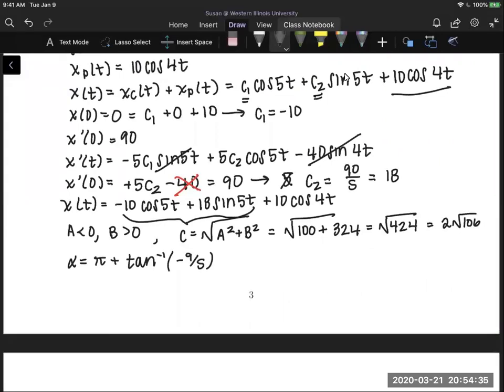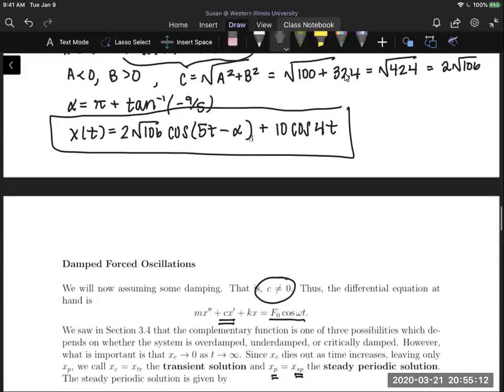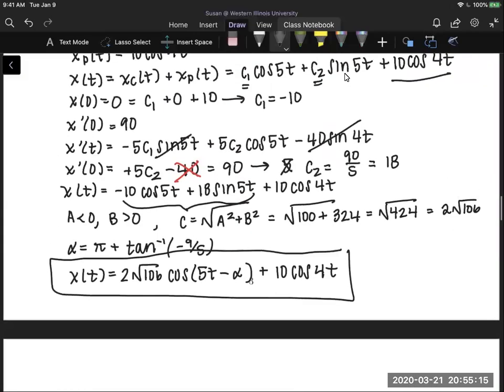And then finally pulling it all together, our x of t function is 2 radical 106 cosine of 5t minus that alpha. And then finally adding on our particular function of 10 cosine of 4t. So there is our entire solution for this initial value problem. So this is going to conclude part 1 of section 3.6. You can move forward to part 2 to see the next few pages of the notes, which is going to be over the damped forced oscillations.